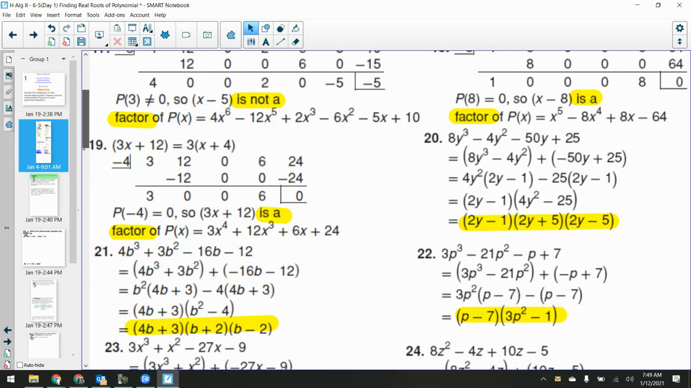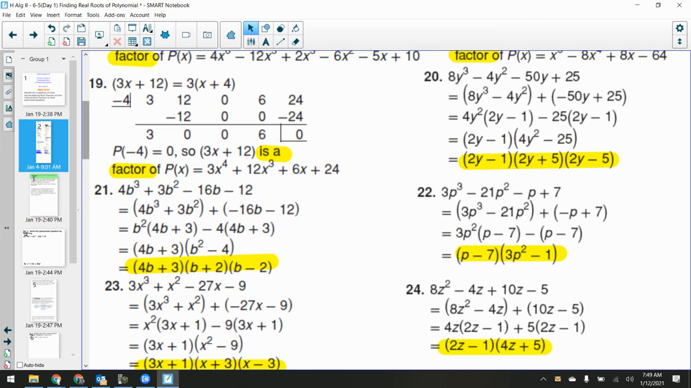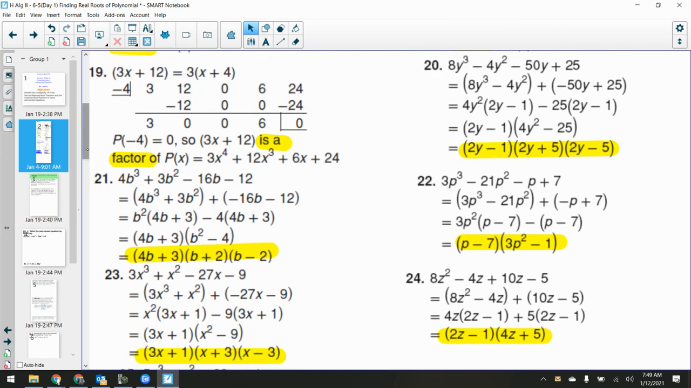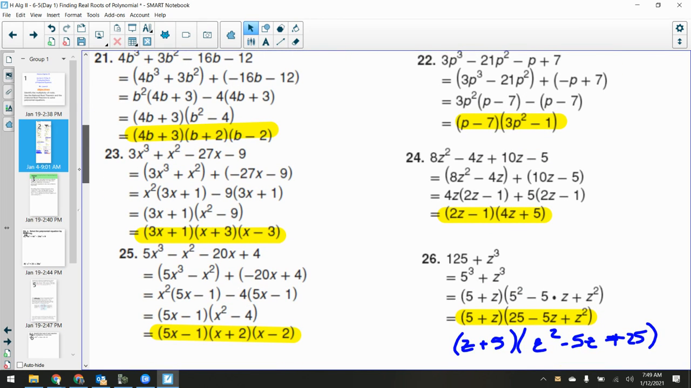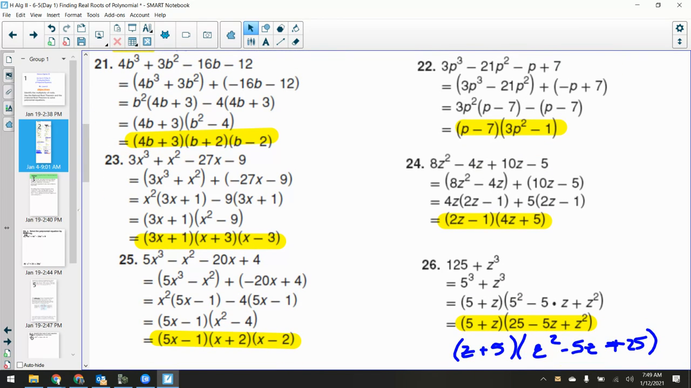Scrolling down here, did anybody study 20 up top? No? Okay. We go down here for 22, 24, and 26.